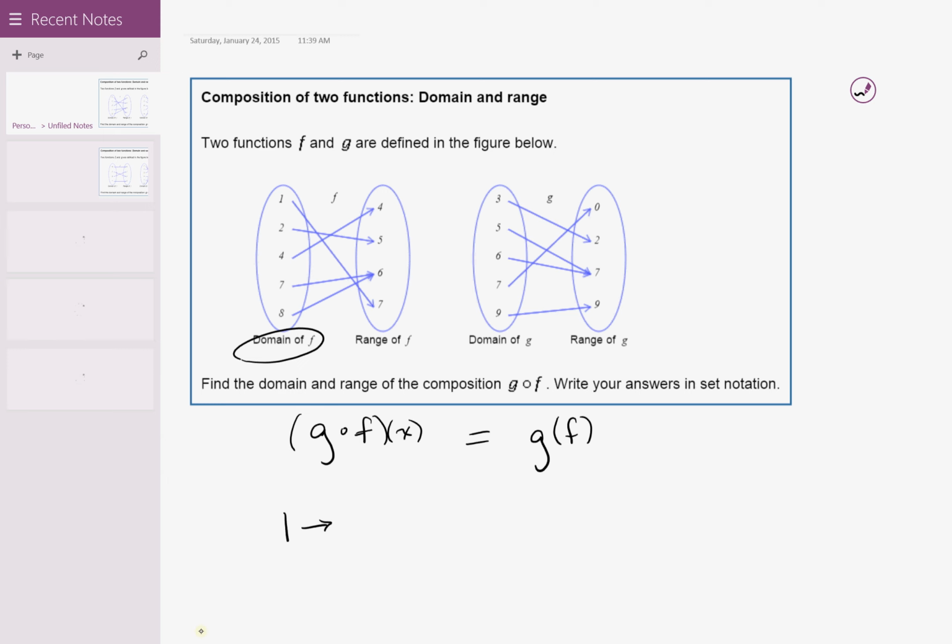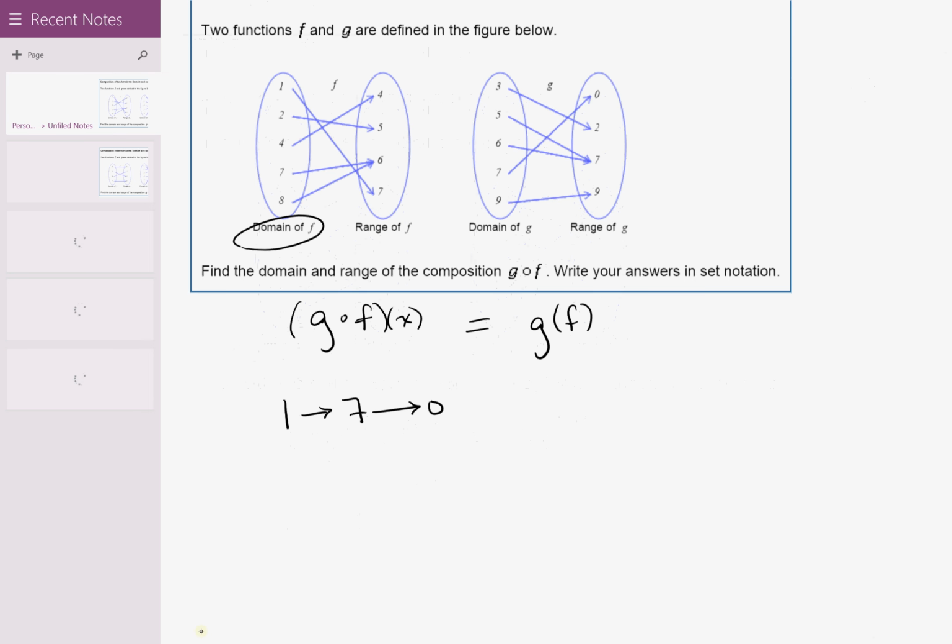1 leads to 7. But when I substitute 7 into g, that leads to 0. And 2 leads to 5. But when I substitute 5 into g, that leads to 7. And 4 leads to 4. But that's not defined in g. There is no g of 4. So this is not in the domain of g of f. It's in the domain of f, but it's not in the domain of g of f.